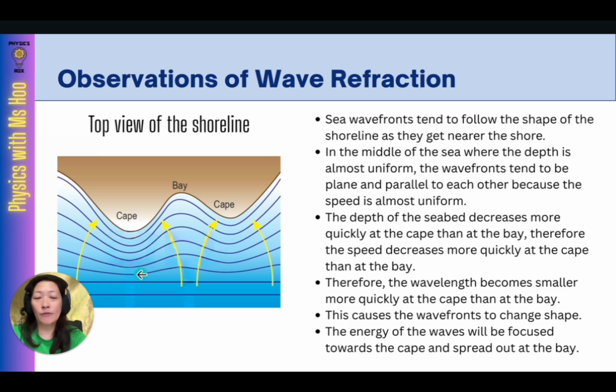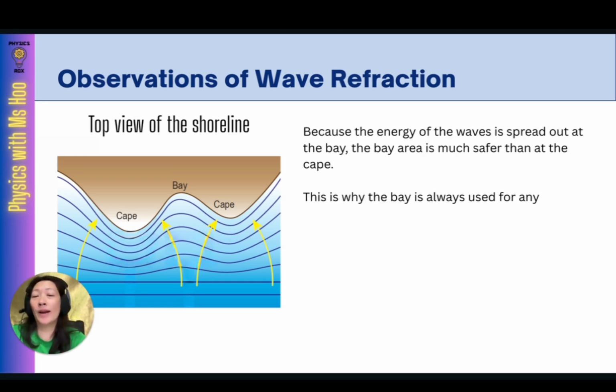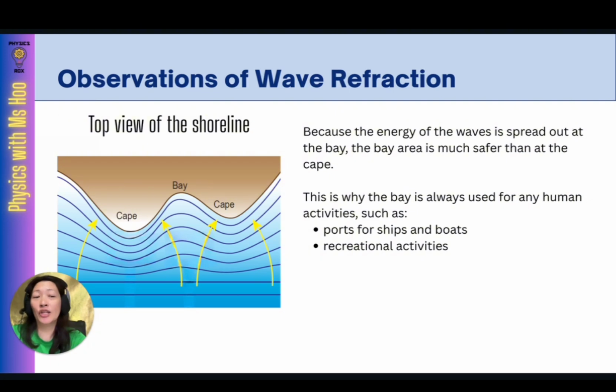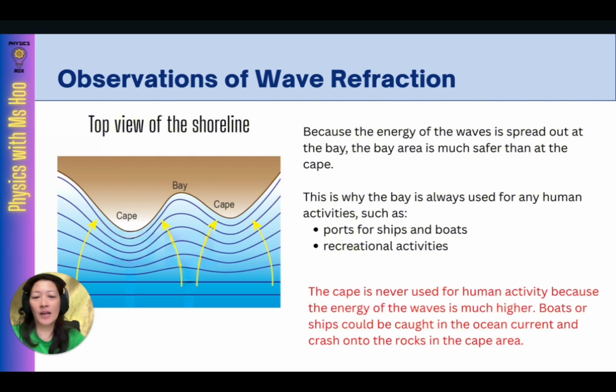The energy of the waves will be focused towards the cape and spread out at the bay. As you can see from the shape of the waves here, the energy is focused towards the cape, whereas at the bay, they tend to be spread out. So, because the energy of the waves is spread out, the bay area is much safer than the cape. And that is why the bay is always used for any human activities, such as ports for ships and boats, as well as for recreational activities. For example, if you want to go swimming or surfing. The cape is never used for any human activity because the energy of the waves is much higher.